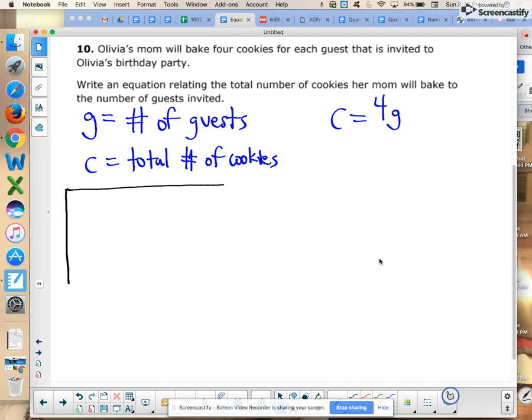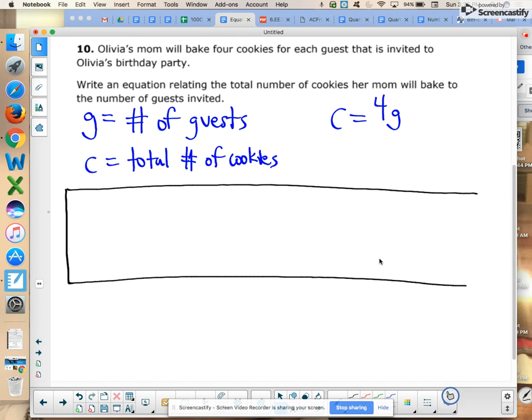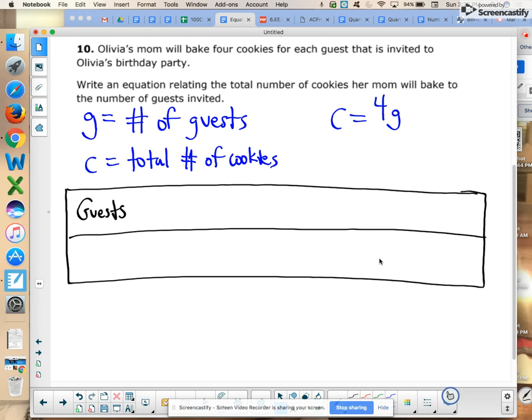So the first thing we're going to do is create a table of values based on the independent and dependent variables that we came up with. Our independent variable will be on top, so we're going to label our top row as G, the number of guests, and we're going to label our bottom row as C, which is the number of cookies.